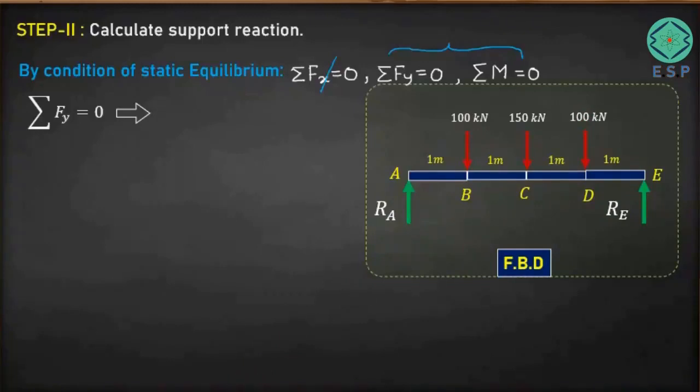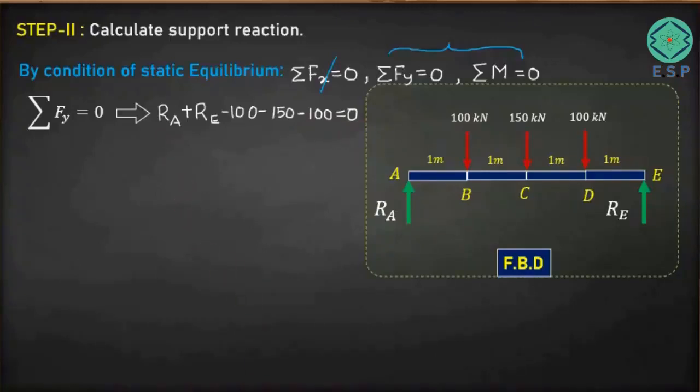So I am going to take them negative. So let's see how to write it down. We have RA taken positive, then we have RE, that is also taken as positive, minus 100 acting downward, minus 150 acting downward, minus again 100 acting downward, equal to 0. So these three forces are taken negative, while these upward acting forces are taken positive. A very simple sign convention.